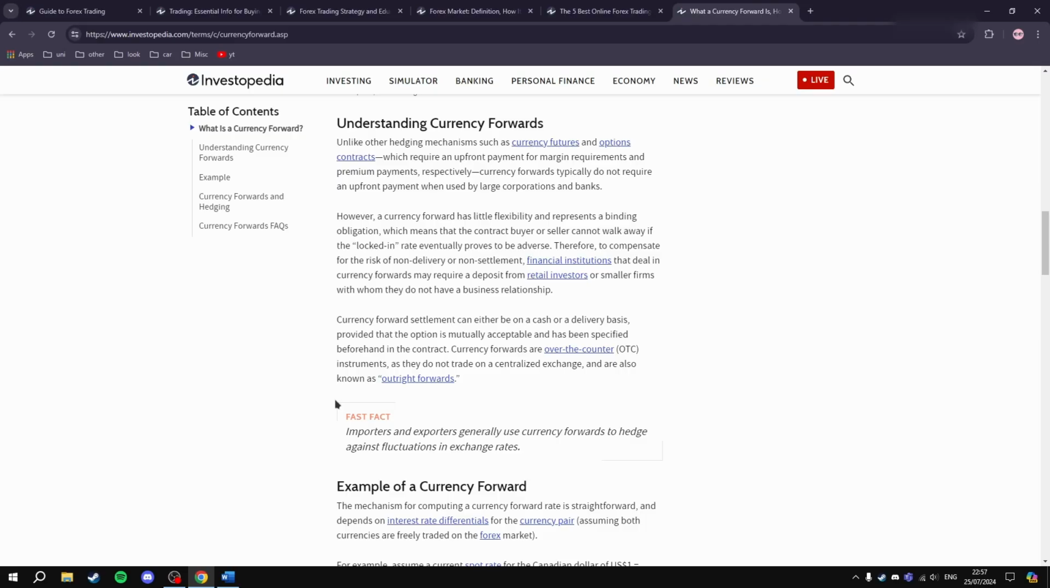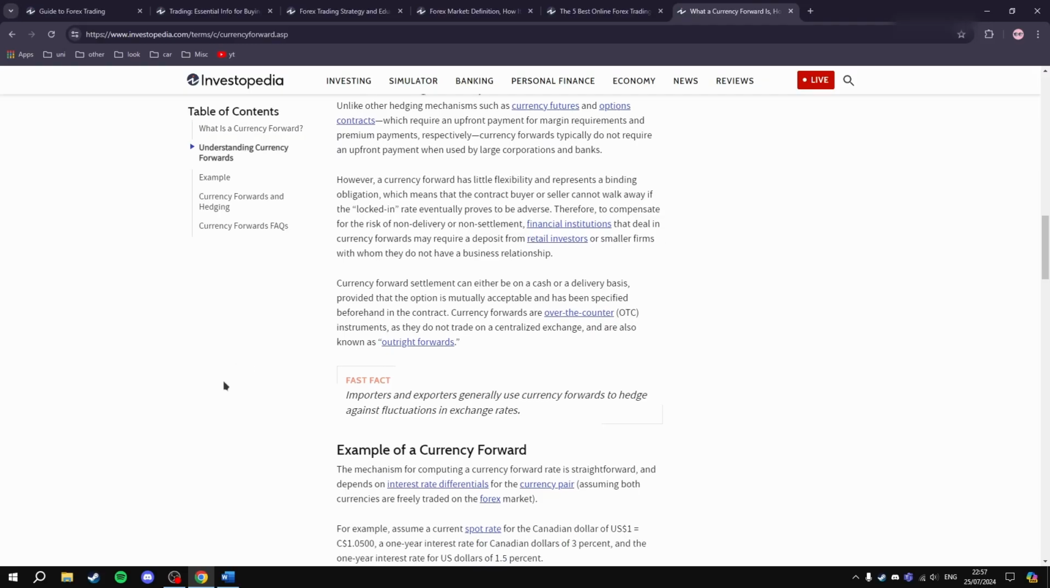Currency forward settlement can either be on a cash or delivery basis, provided that the option is mutually acceptable and has been specified beforehand in the contract. Currency forwards are over-the-counter instruments as they do not trade on a centralized exchange, and are also known as outright forwards.